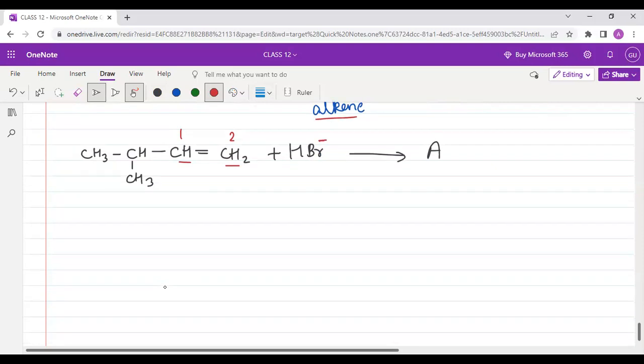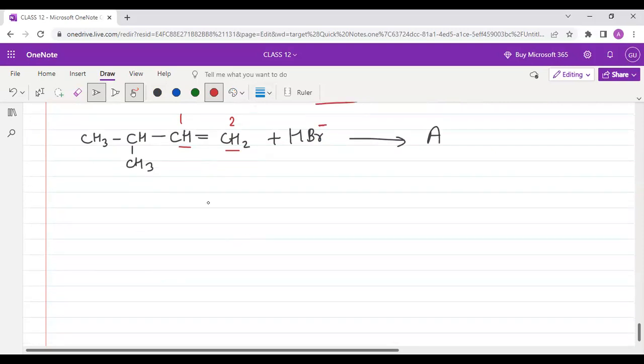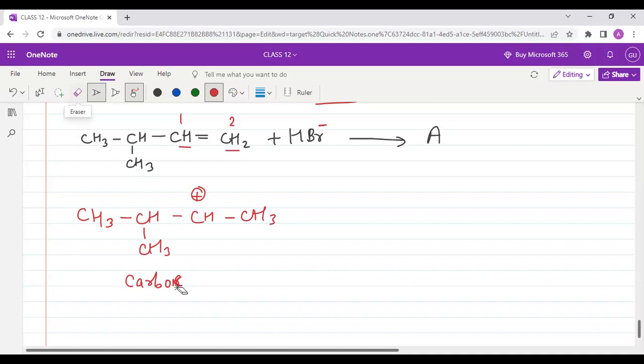So if you talk about the mechanism of this reaction, first H plus gets attacked on this. So if first we attack H plus, we'll get CH3, CH3. Now on this carbon atom, negative part will attach. That means here we'll have positive charge, right? And here H plus will attack, so we'll get CH3. So this is a carbocation. Now tell me whether it is primary, secondary, or tertiary.